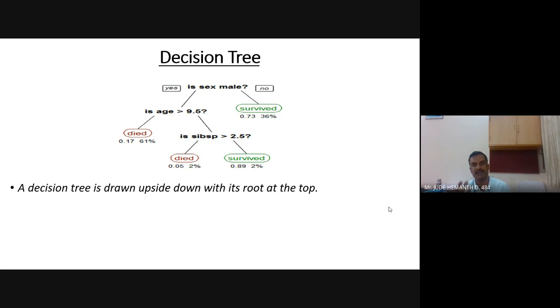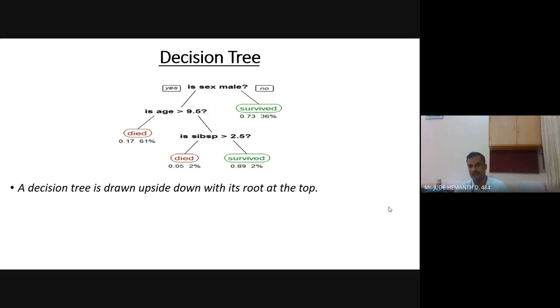If he is a male, yes, we go for more questions. If no, then the probability of survival is high. That means the female people, when the Titanic ship was sinking, the women and the children had a higher probability of survival. So if it is not a male, the survival is not 100%, but the survival may be high. So all the females will come under that survival category.